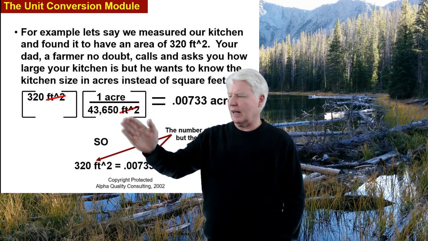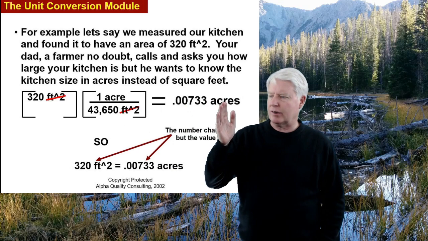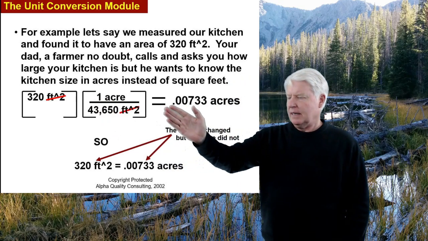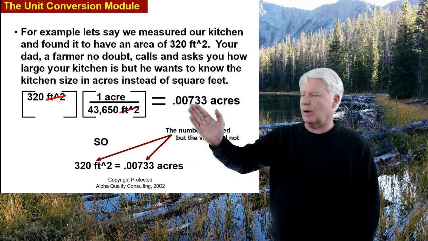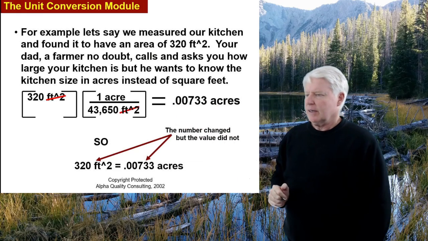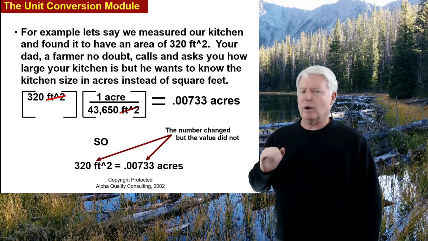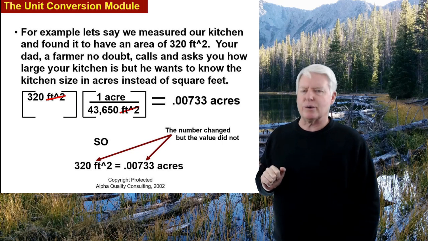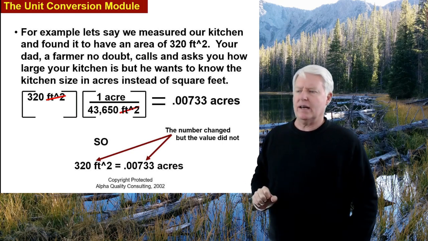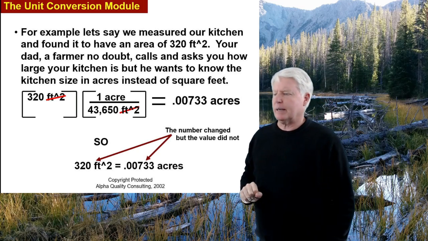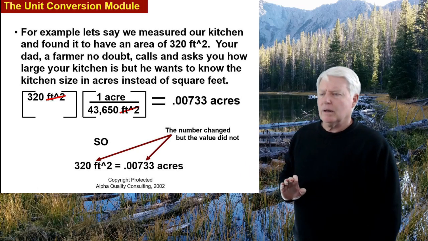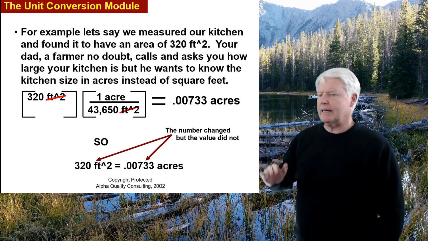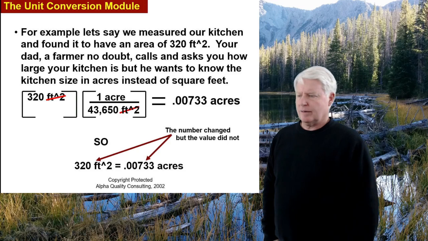The square feet cancel out. What am I left with? Acres flushes through here. Now I just go 320 divided by 43,650, and my kitchen is 0.00733 acres. So I call my father and say, Father, you want to know the size of my kitchen in acres? It's 0.00733 acres. And he says, oh, that's a pretty nice kitchen you have there. It's a pretty big one. See, different people communicate more effectively in units that they're used to. And so that's why we need to change units from time to time.